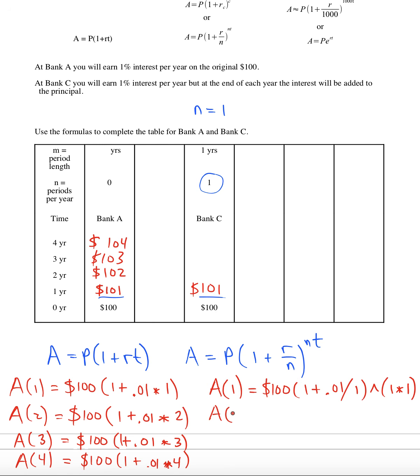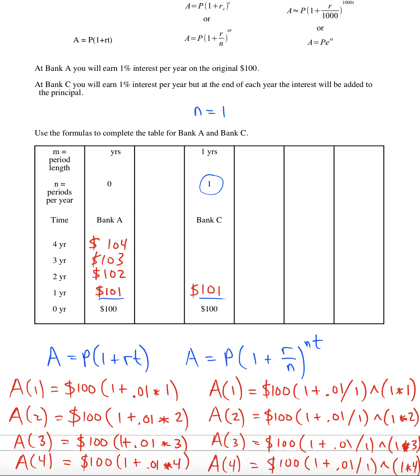Now we want to find the account balance after 2 years. Everything stays the same except the year changes to a 2. You should get 102.01, 103.03, and 104.06.